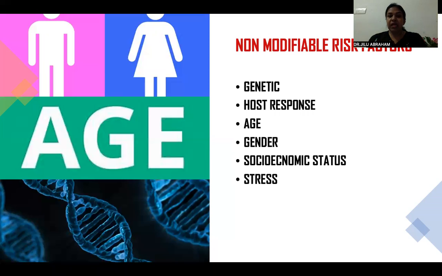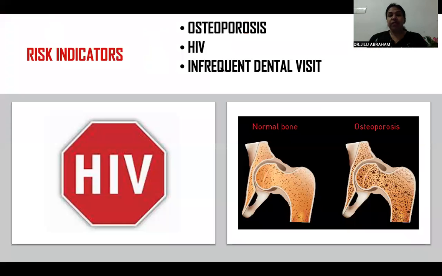Next, we can see the risk indicators. The first one is osteoporosis. What is osteoporosis? Osteoporosis is decreased density of the bone. This is the normal bone structure, and this is the decreased density. It is positively associated with periodontal disease. Postmenopausal osteoporosis in females is an important risk factor that is associated with the severity of the disease, and a decreased level of estrogen production is associated with periodontal disease.